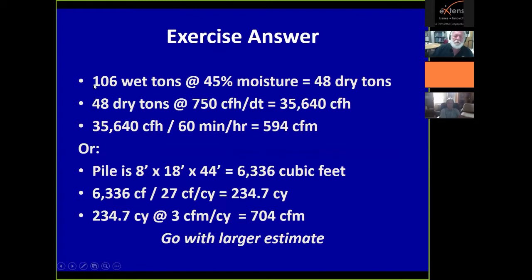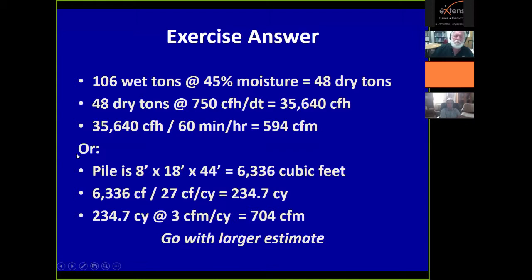Okay, for the first approach using Tim Haug's method, we have 106 wet tons at 45% moisture. That means we have 58 dry tons of material in that pile. If we have 48 dry tons of material at 750 cubic feet per hour per dry ton, we need 35,640 cubic feet per hour to meet the oxygen demand. We divide 35,640 by 60 minutes in an hour, and we need 594 cubic feet per minute of airflow into that pile.